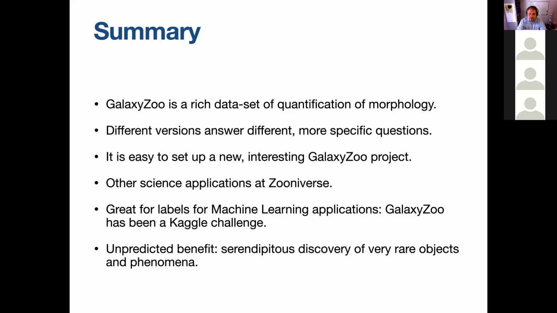The unexpected benefit, of course, is the serendipitous discovery of completely new objects: things that either live for such a short time that there's only one on the night sky, or things that are so rare that there's only one of them, or simply that we hadn't noticed them before. And so the fact that you have a fresh view of citizen science on this particular survey makes it incredibly useful for serendipitous discovery.